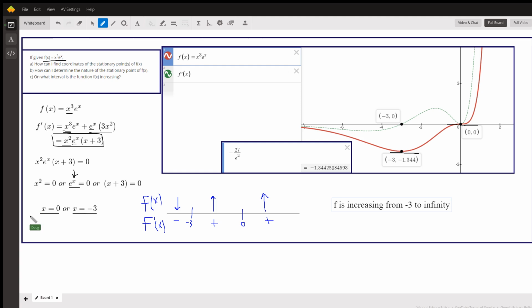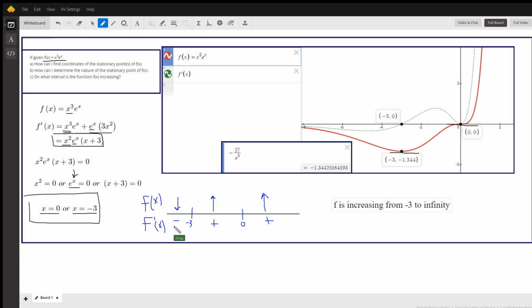So what we're going to do is put these critical numbers, 0 and -3, on a little number line and apply what's called the first derivative test. So the -3 and the 0 are where the first derivative equals 0. Everywhere else has got to be either positive or negative. So we'll pick a test number in each interval.